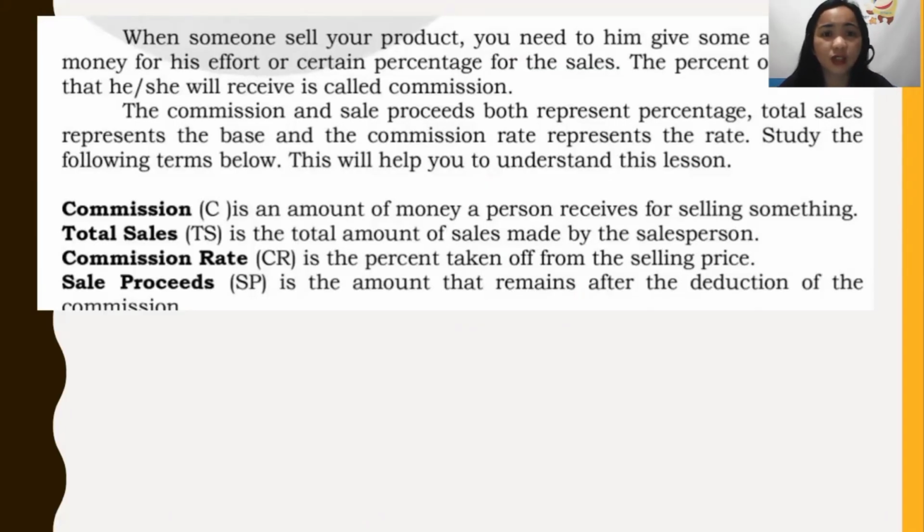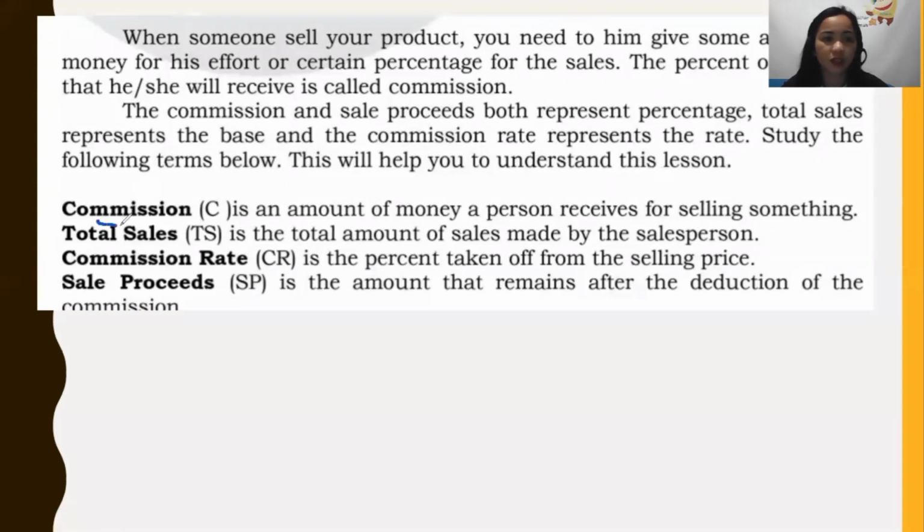When someone sells your product, you need to give him some amount of money for his effort or a certain percentage for the sale. The percent or amount that he or she will receive is called commission. The commission and sale proceeds both represent percentage. Total sales represent the base and the commission rate represent the rate. Let us study the following terms below.